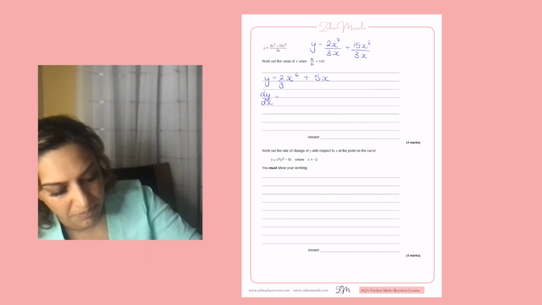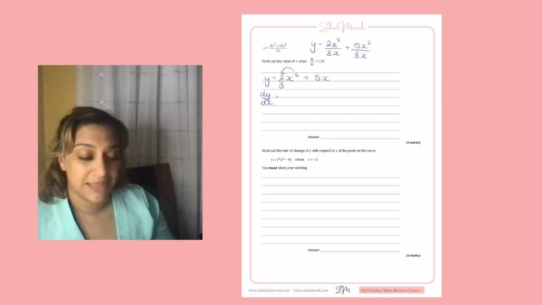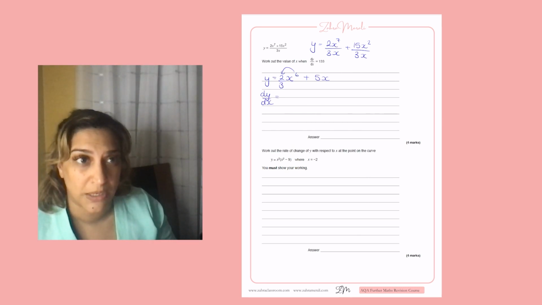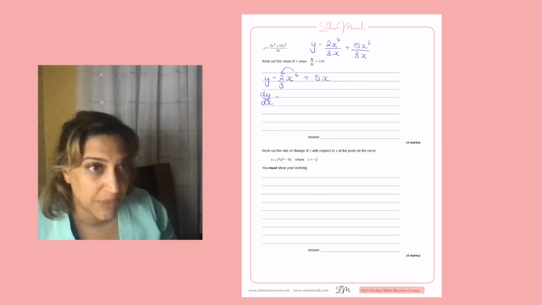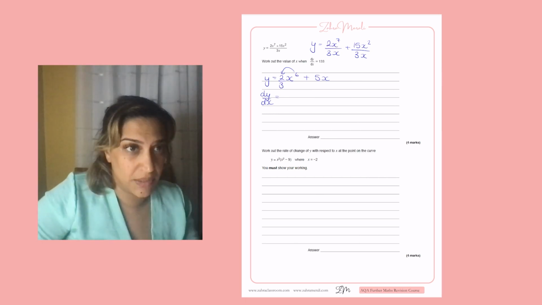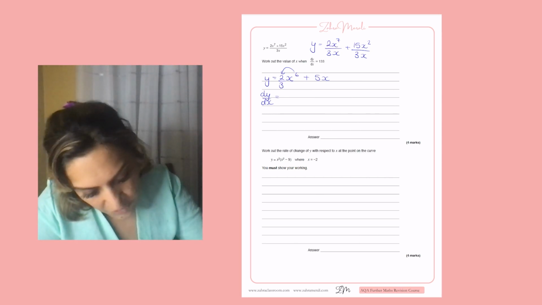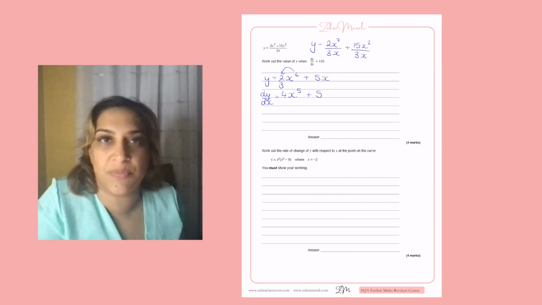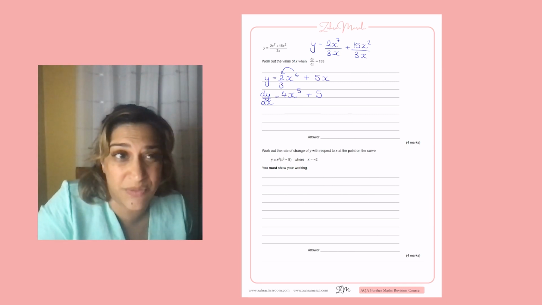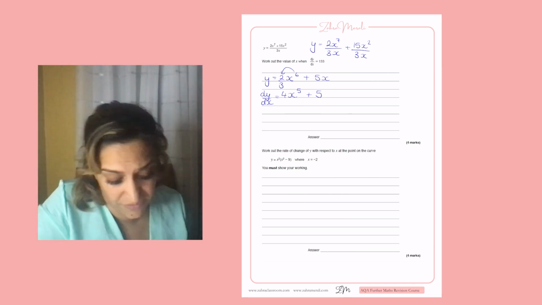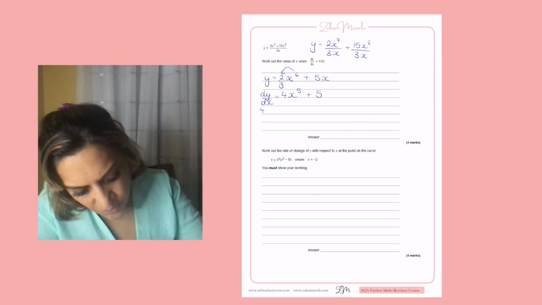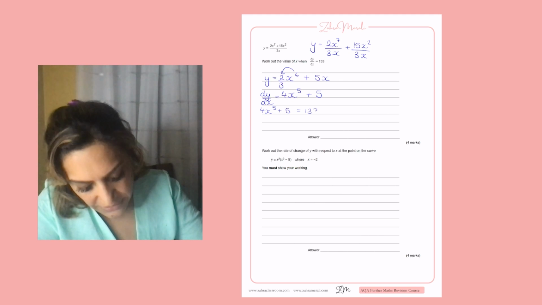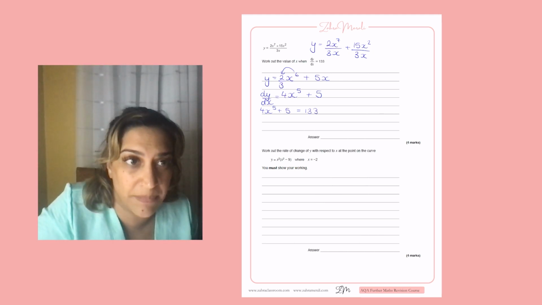So remember, we multiply by the power, 6 times 2, giving us 12. Divide by 3 is going to give you 4. So we're going to end up with 4x to the 5 plus 5. Because remember, 5x, the gradient of y equals 5x, is just 5. So we want to know what x equals when all of it equals 133.